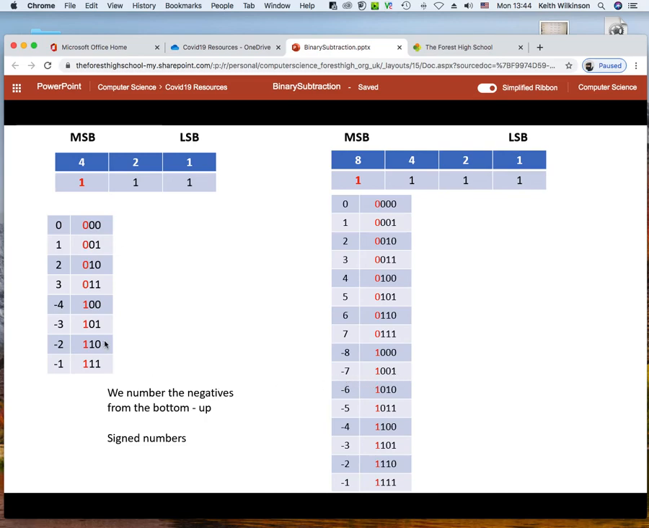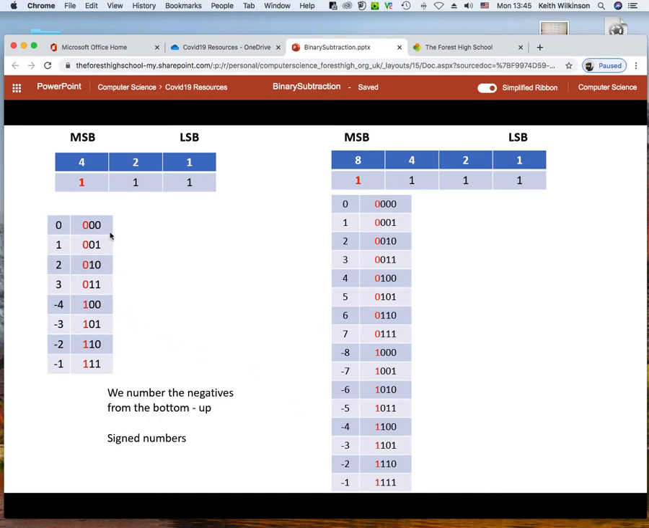Let's go over to the 3 bits. -4 is 100. That represents -4 in signed. If we take a look over here, -4 is 1100. So it's a little bit strange and a little bit different to what you've been doing so far. So how to make these?